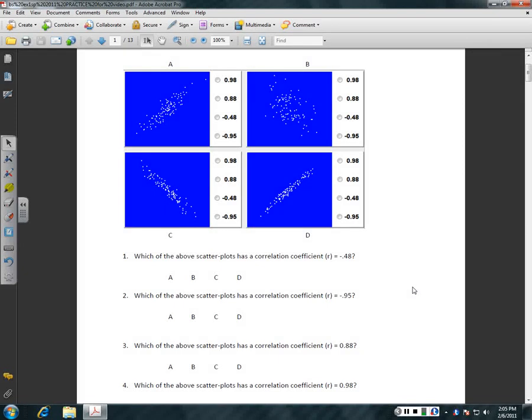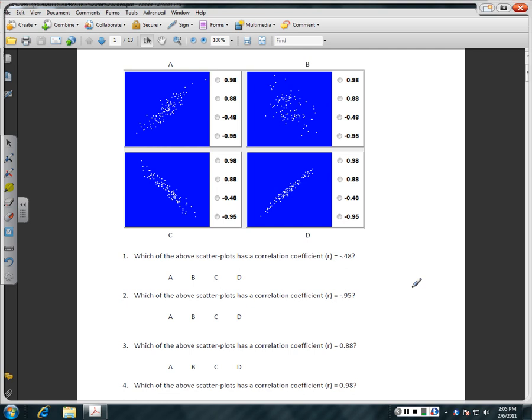Okay, here's practice exam 1. I just want to go through some of the answers with you. On the first page, there are just some graphs of scatter plots, and then it asks you to find the correlation for each.